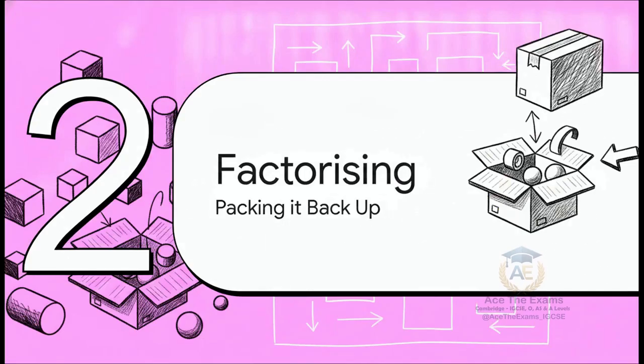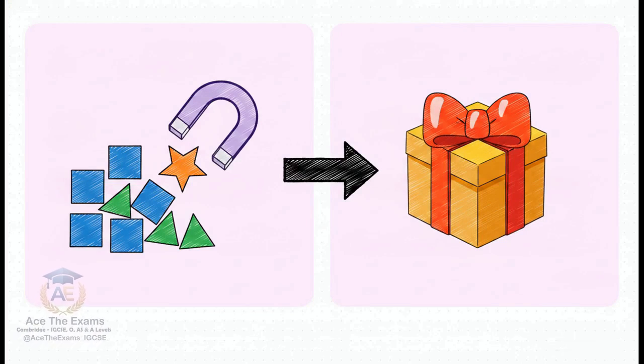All right, that brings us neatly to our second tool, the art of factorizing. If expanding is unpacking the box, then factorizing is simply packing it all back up. It's the exact reverse process of what we just did. We're essentially going on a hunt for common elements that we can pull out to tidy up our expression. We can really easily see the relationship between the two when we look at them side by side.